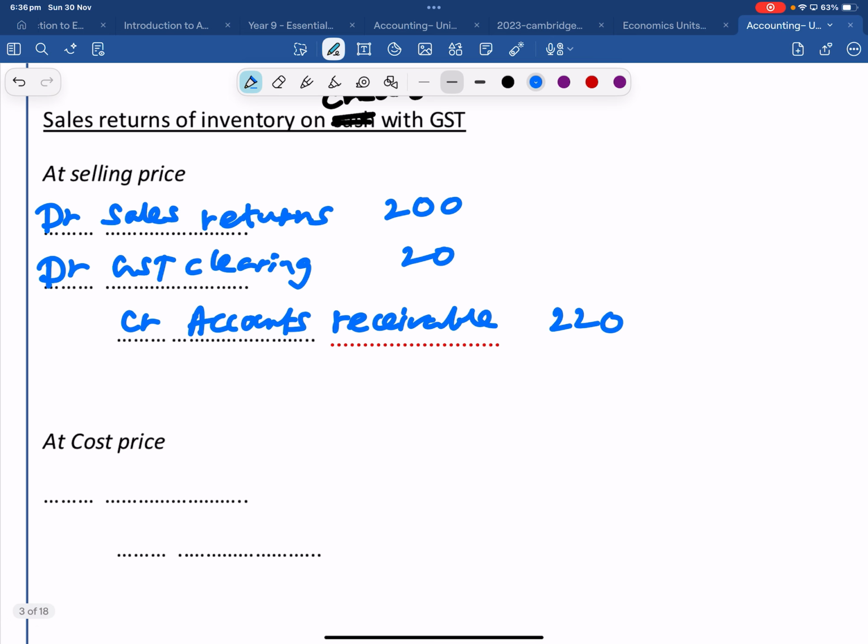Then at cost price, guys, what is happening? Cost price, that is no problem, that is the reverse. So debit inventory. Why do we debit inventory? What happens to inventory? It increases, because our customer returns it. So you debit inventory, credit cost of sales. Our expense is decreasing, so credit.